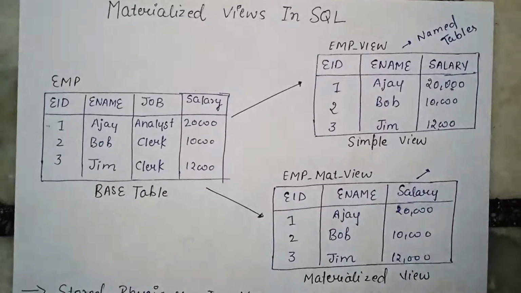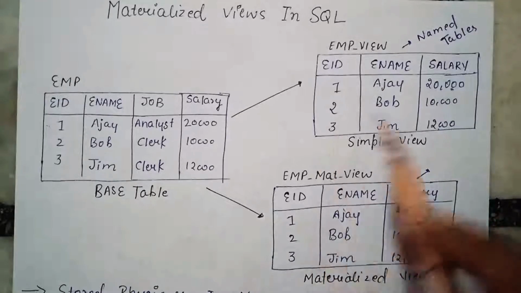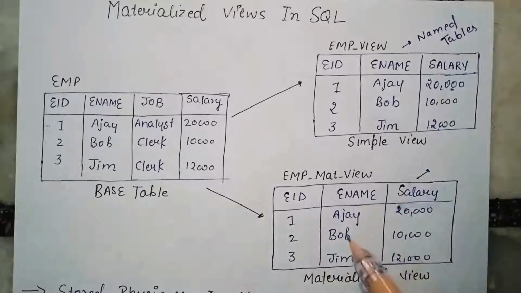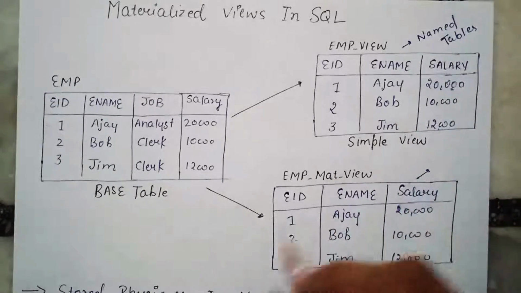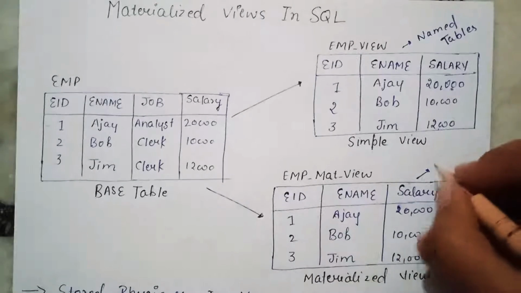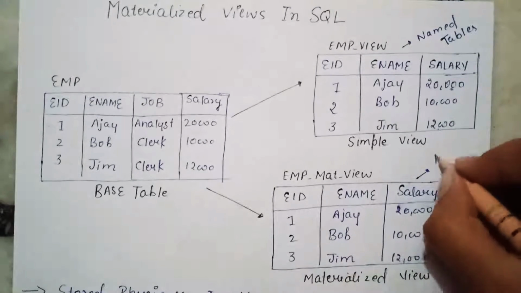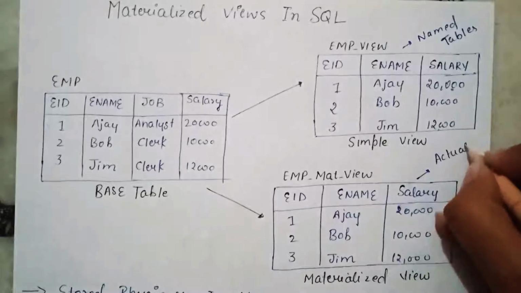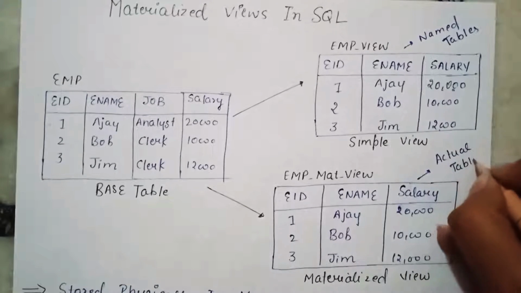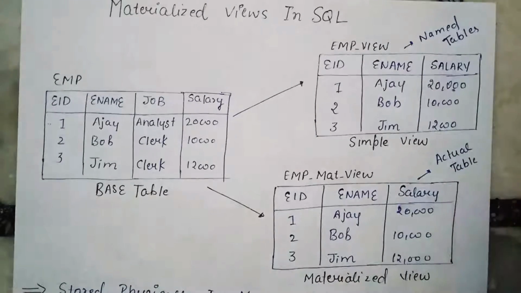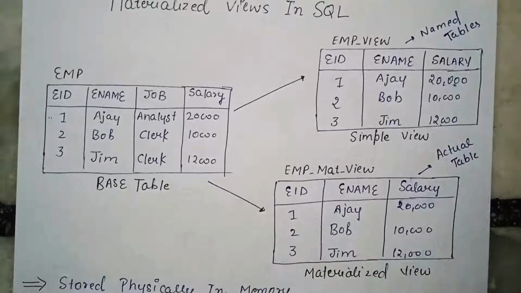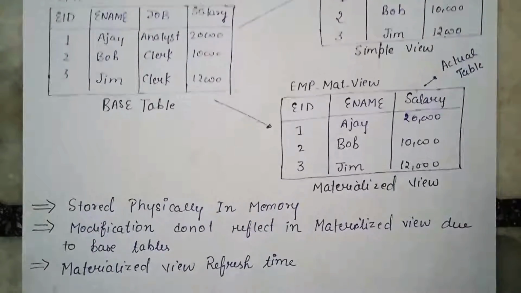a simple view into a materialized view. What happens if we have converted a simple view into a materialized view? All the content that this view has will also be stored at some physical place. So this materialized view will work as an actual table, not a virtual table. All the contents of this materialized view will be stored physically in the memory. There are some important points one needs to know about materialized views.